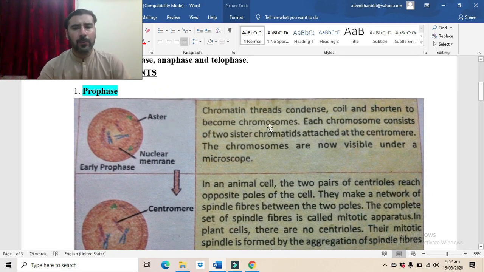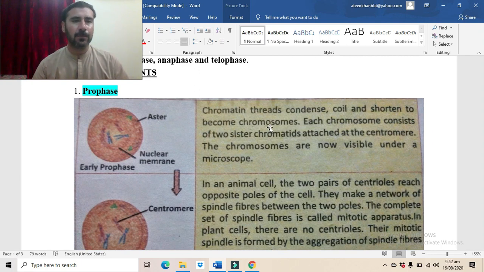Now, before proceeding to this topic, I will have a summary of the prophase. The prophase basically consists of four major events. What are those events? In the prophase, number one, the chromosome will condense, and proper chromosomes which are visible under microscope will be formed. This is the first event.